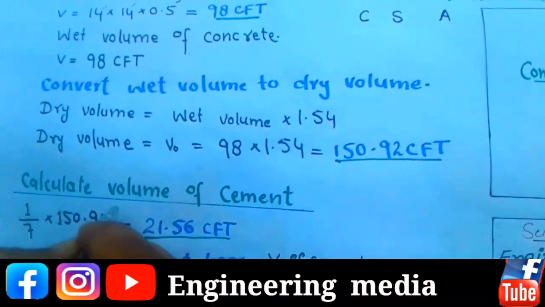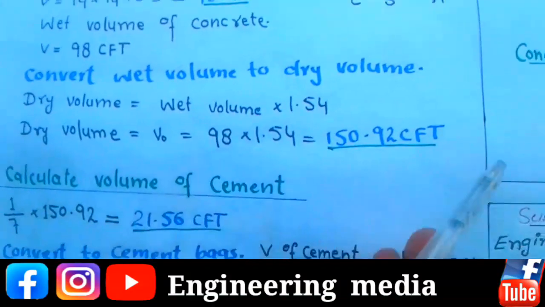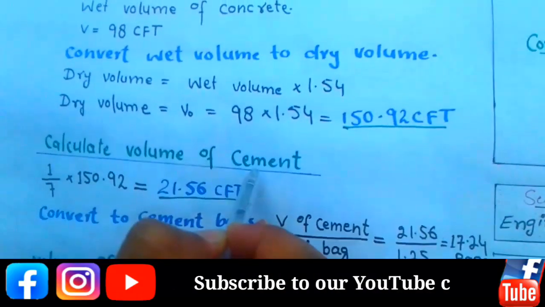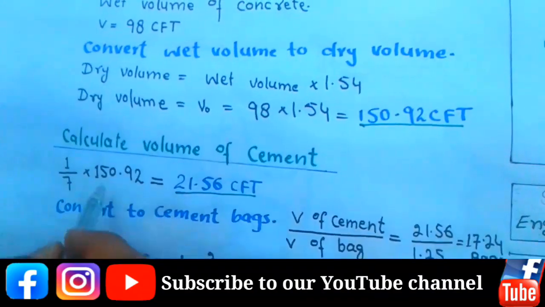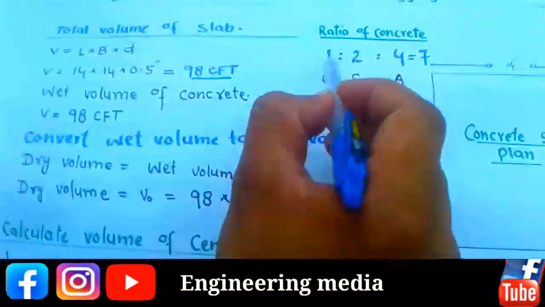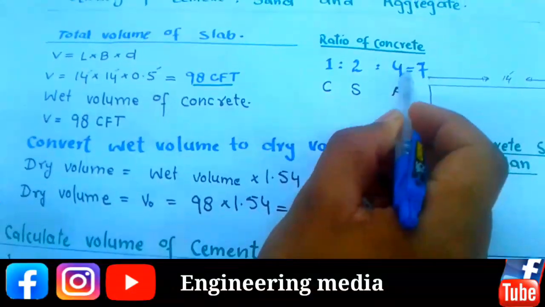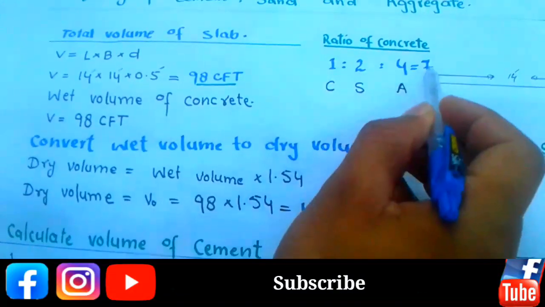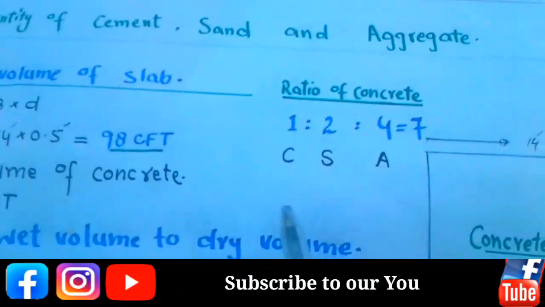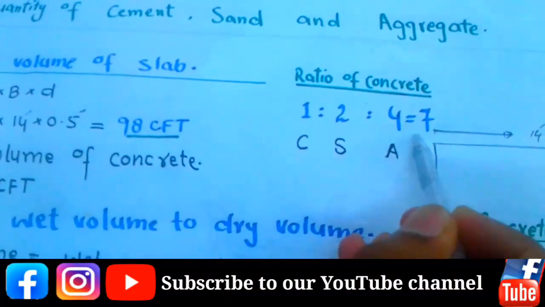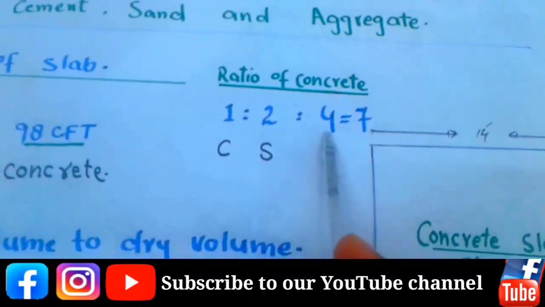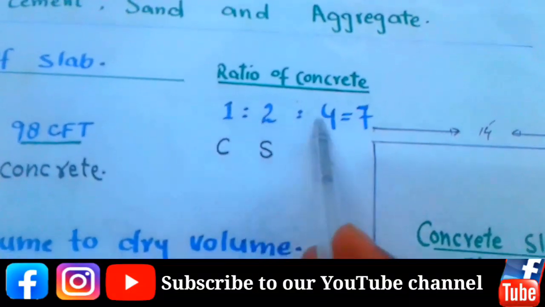So we have to find out the total quantities for this slab. First of all, we have to find out the volume of cement for this slab. So we have to take the ratio of concrete, 1:2:4. The sum of these ratios is 7. So 7 is the sum of all these ratios.